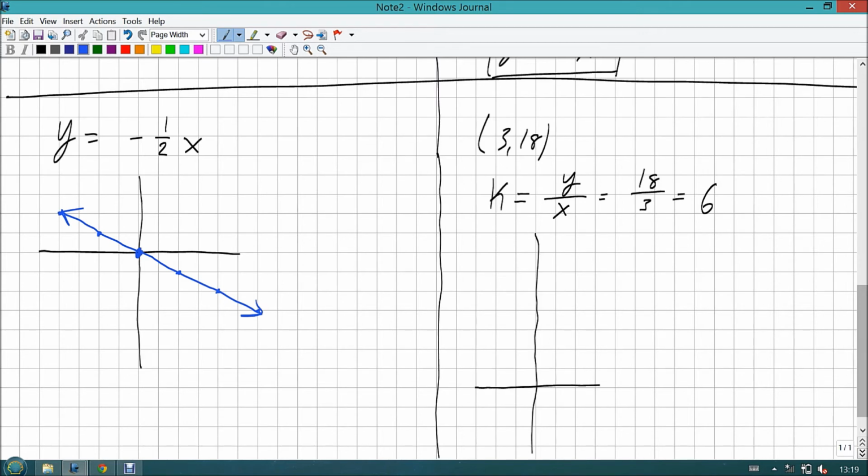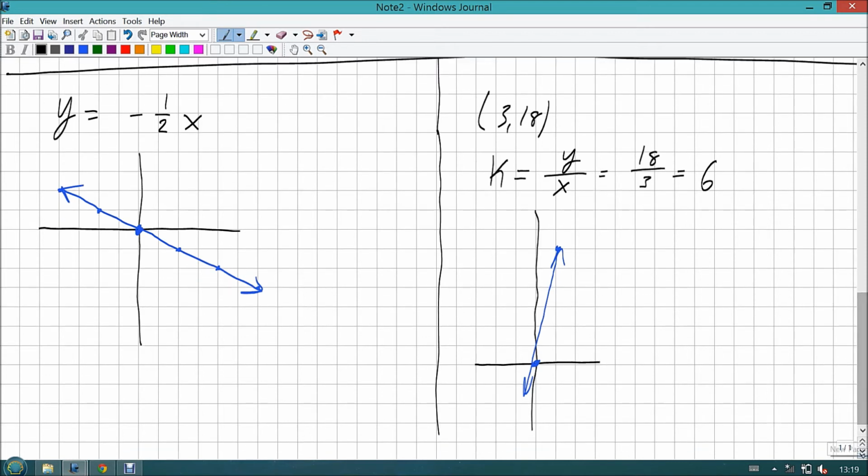We start at our origin, 0, 0. We rise 6, run 1. 1, 2, 3, 4, 5, 6, run 1. And I think that's about as much as we can get from this graph, unless, of course, we change the scaling on it, but that's for another time. So, direct variation from a point. Hopefully you get the point.